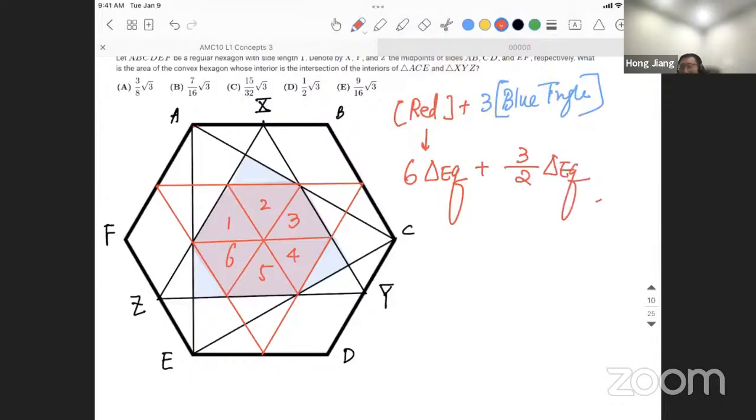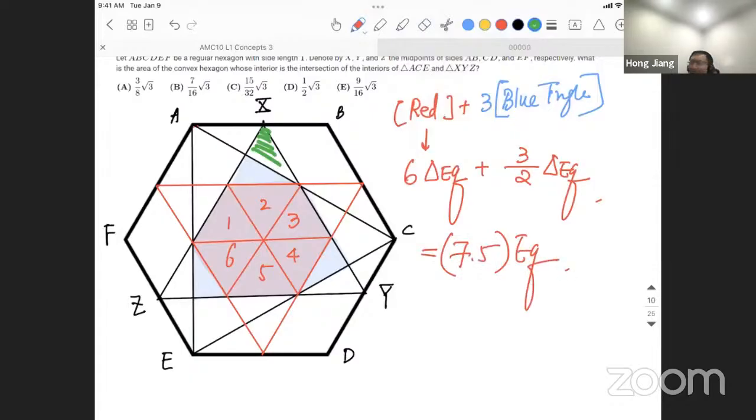Even though I'm using different colors, you can see that. I'm going to give you an example. If you think this is one triangle, this is exactly the same as 1, 2, 3, 4, 5, 6, right? And for my blue one, it's actually only half of it. So my 3 blue triangles is actually 1.5 equilateral triangles. So the total solution will be 7.5 equilateral triangles.